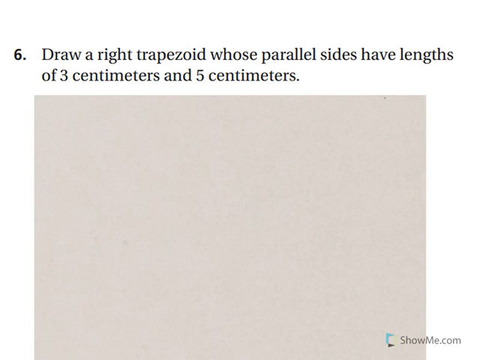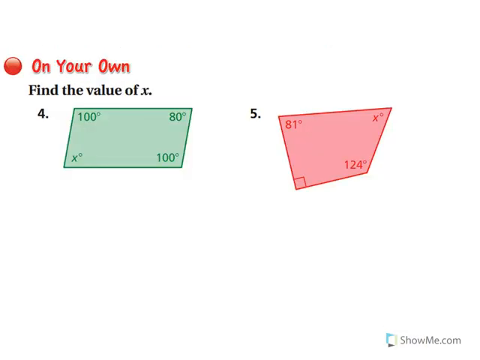But actually, if you have one angle that is 90 degrees, you will actually end up having two angles, but no more than two angles that are 90 degrees. You can't have more than that because then it becomes a square or rectangle. So anyway, let's go back to 4 and 5. You guys give this a try, see how you do. I'll be back.